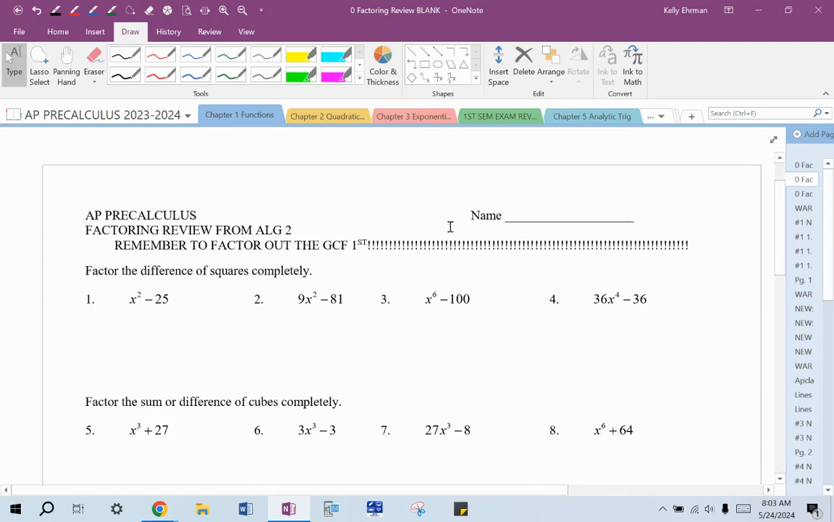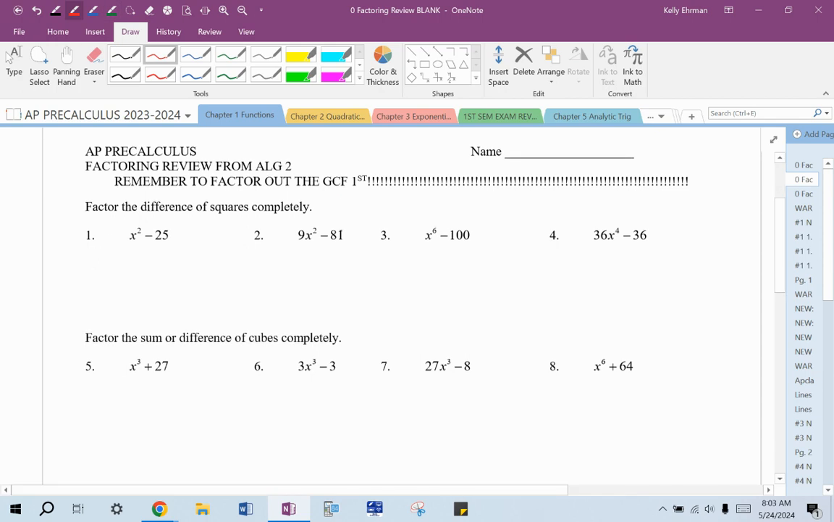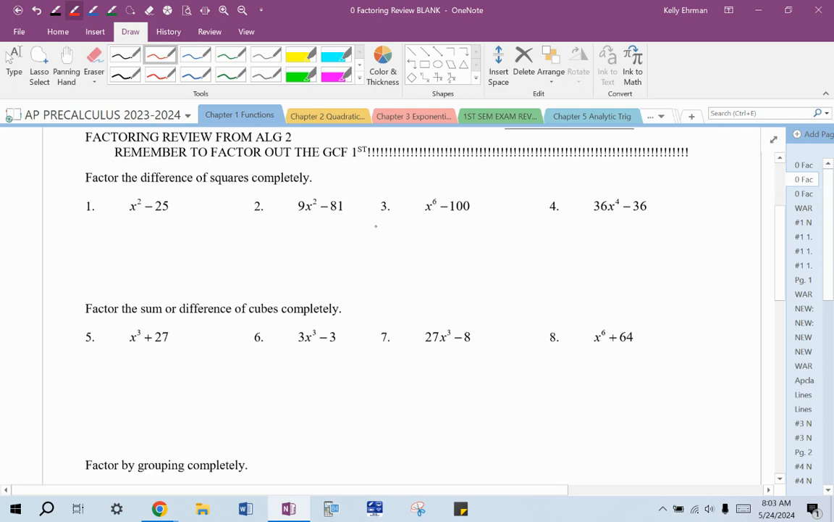All right, we're going to start by reviewing some factoring skills that you should have practiced all year in Algebra 2, especially if you were in honors Algebra 2. So I've broken these down by types. We'll just be using these all year as well.